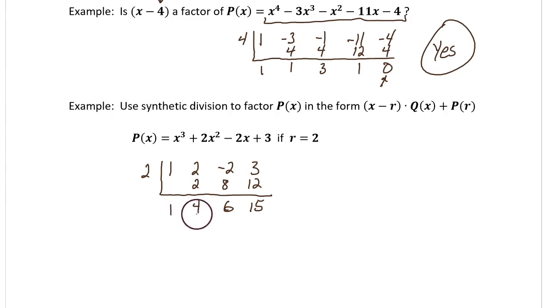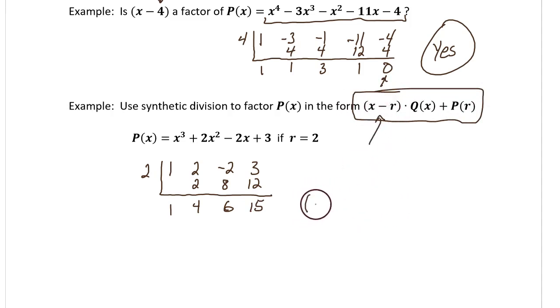Now we need to translate these results into this form that we're asked for. So first it says x minus r. So in parentheses we have x minus 2. Because remember, we were told r is 2. Now there's a times and q of x. So q of x is the polynomial that we get when we did the division. Now this plus p of r, that's the remainder. And the remainder is this very last number. So here's our remainder, or the value of p of 2.